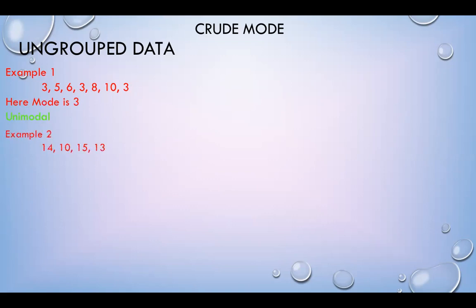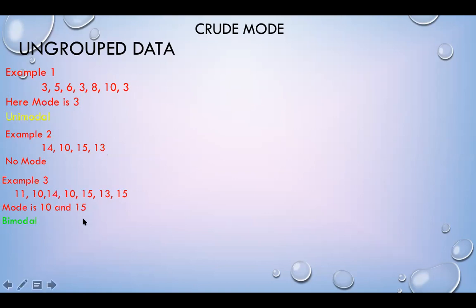Check this example here: 14, 10, 15 and 13. None of the observations is repeating, so in this data set there is no mode. Fine, let's have a next example. Here 11, 10, 14, 10, 15, 13 and 15. Here 10 occurs twice and 15 also occurs twice. So the modes of this data set are 10 and 15. This data set is known as bimodal.